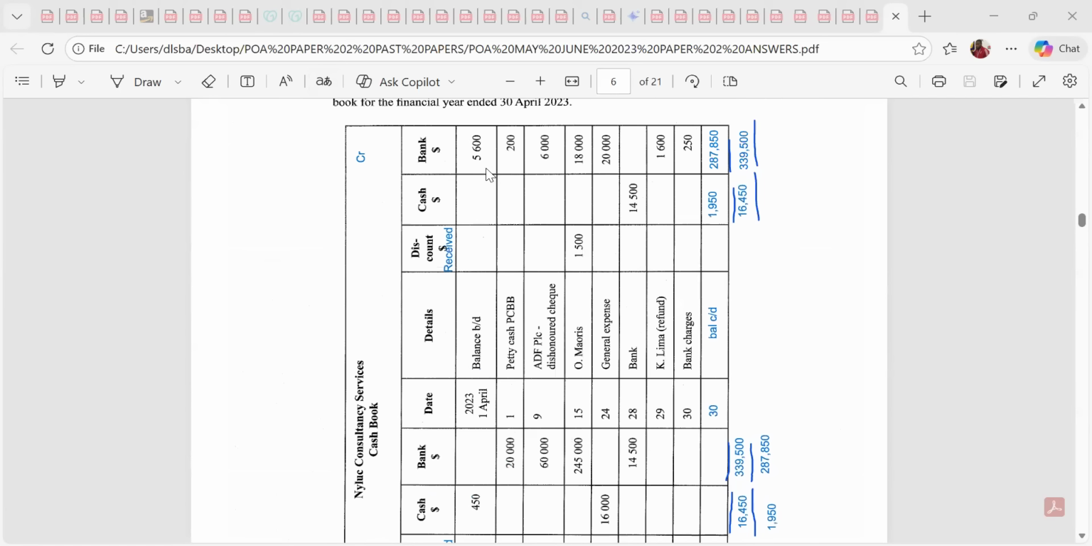It's on the credit side, which means what? When you have a credit balance in your bank column, it means there was a debit balance before. Well, this one is you have a credit balance in your bank column. What does that mean? A contra entry? An overdraft? When you have a credit balance, it's called a bank overdraft.